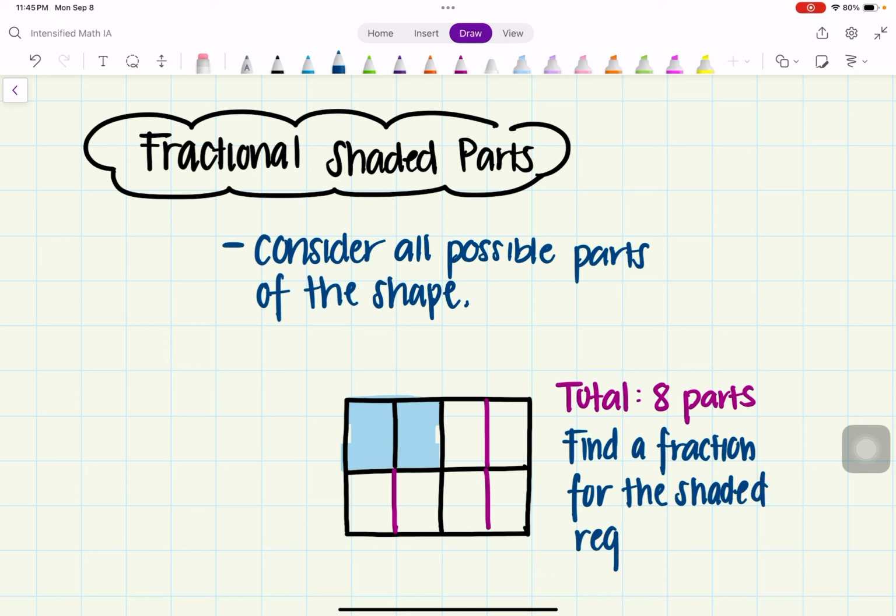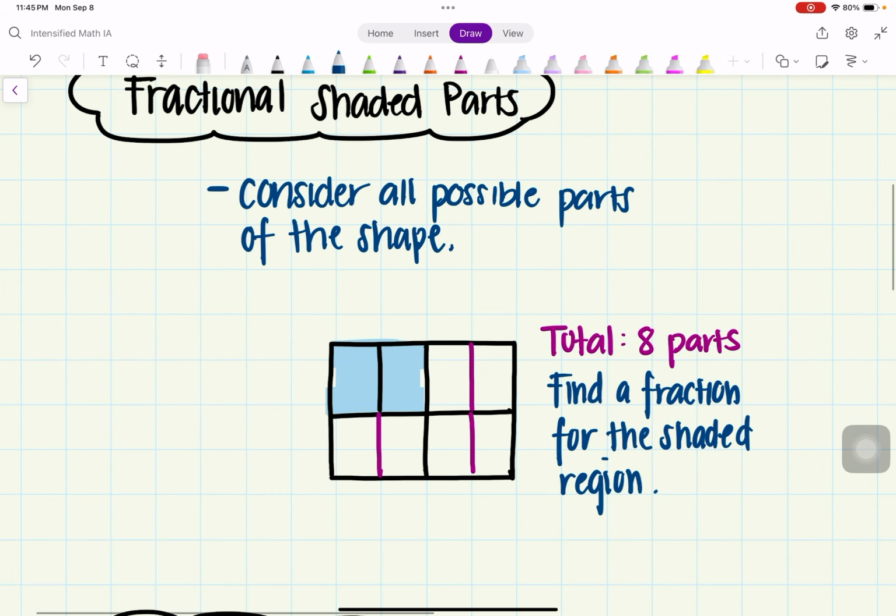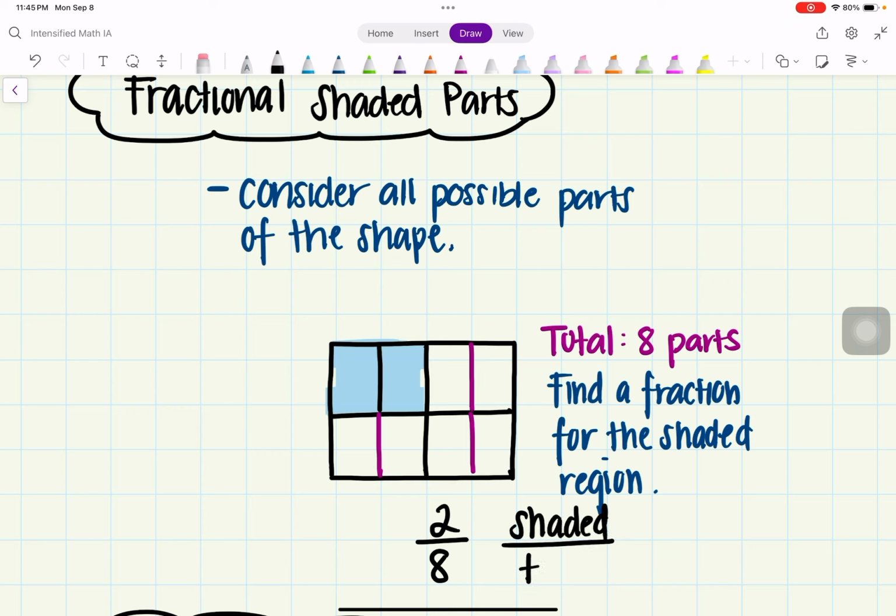All right. Now, if we take a look at this, how we identify that fraction is by looking at how many parts are shaded in and how many total parts there are. I have 2 parts that are shaded, 1 and 2, and my total parts is 8. So the fraction would be 2 over 8, representing the shaded part over the total.